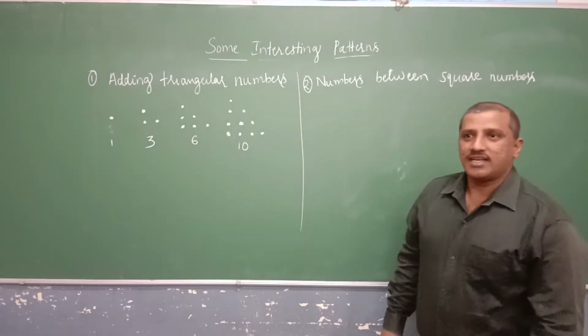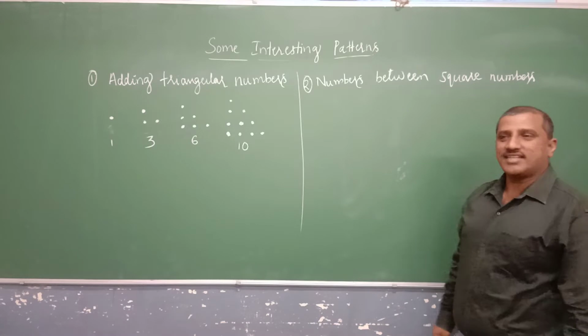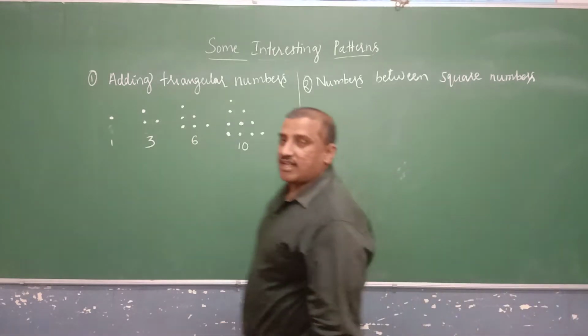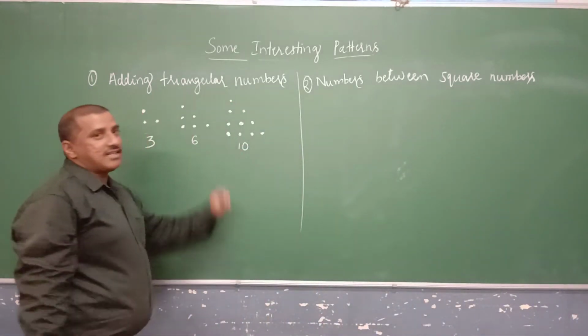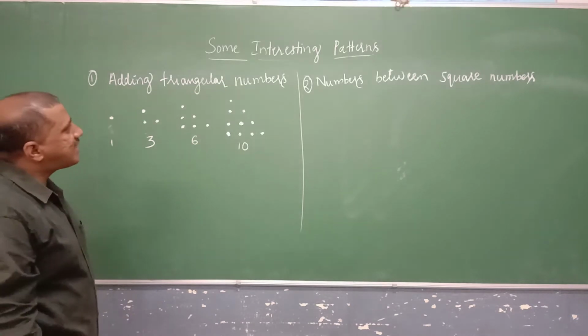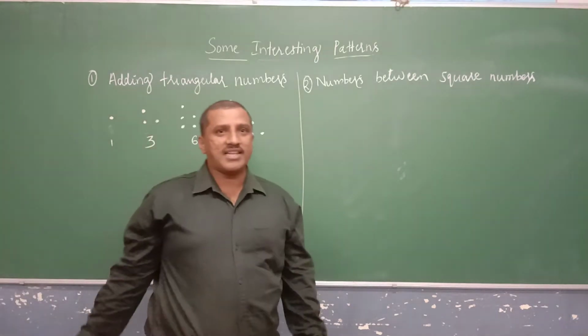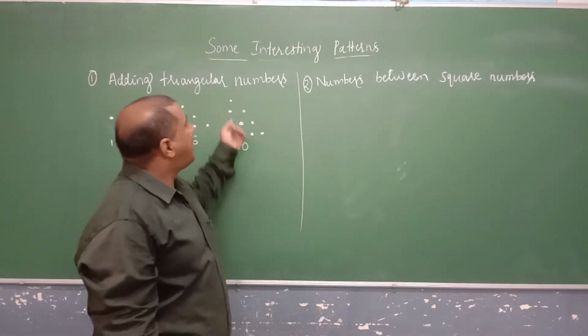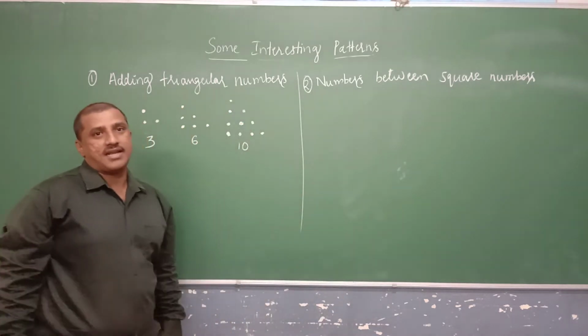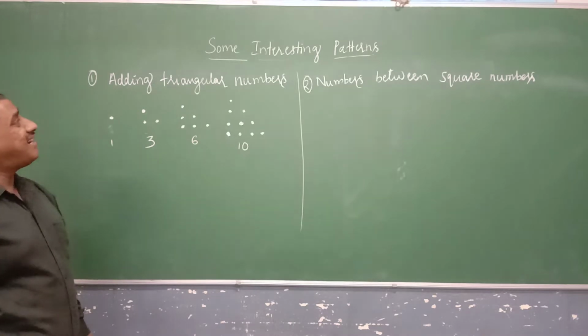In the last class we discussed squares or perfect square numbers and their properties. Today in this class we will discuss some interesting patterns where we will find the square numbers. So our topic is some interesting patterns.